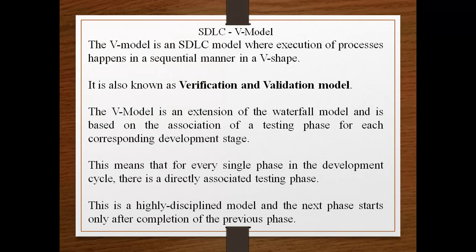Now the V model is also known as an extension of the waterfall model, and it is based on the association of a testing phase for each corresponding development phase. This means that every single phase in the development cycle will get directly associated to a testing phase. It is a highly disciplined model, and the next phase starts only after the completion of the previous phase. That is the reason it is said to be an extension of the waterfall model.